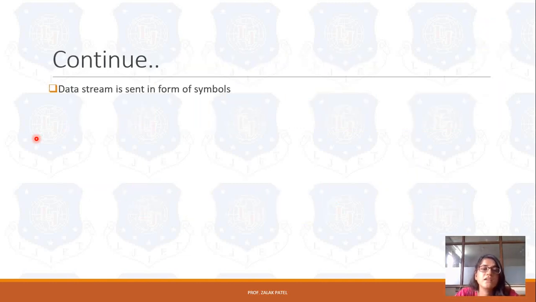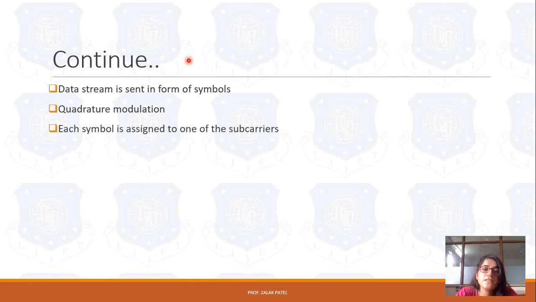Next, the data stream is sent in the form of symbols as we discussed. This is the description of the OFDM transmitter and receiver. The stream data that is sent is converted into symbols, because after that the symbol swapping will be done. Obviously the modulation type is quadrature modulation that I discussed. Each symbol is assigned to one of the subscribers. That's why we have taken the IFT, meaning inverse Fourier transformation takes place, because each symbol is assigned to one of the subscribers, and every symbol is transformed by the inverse fast Fourier transformation.